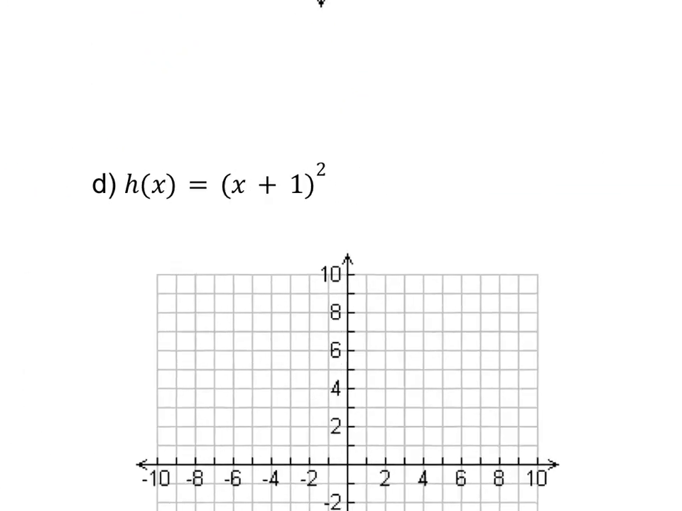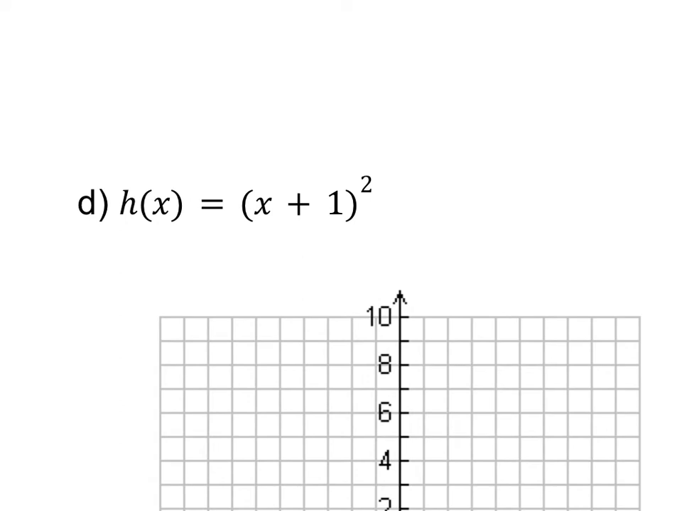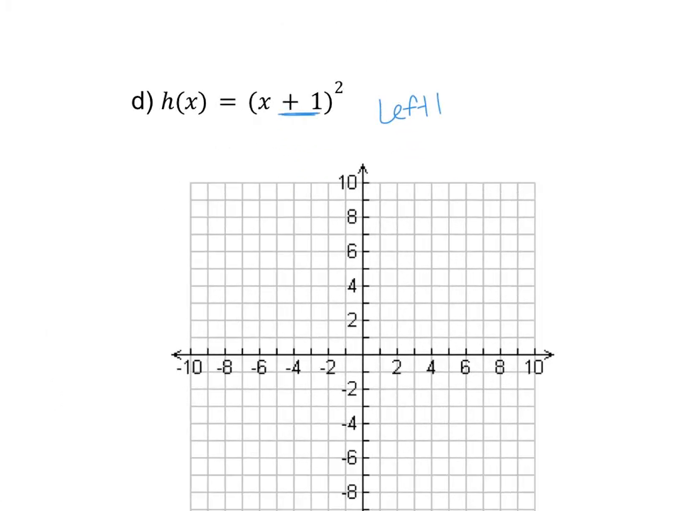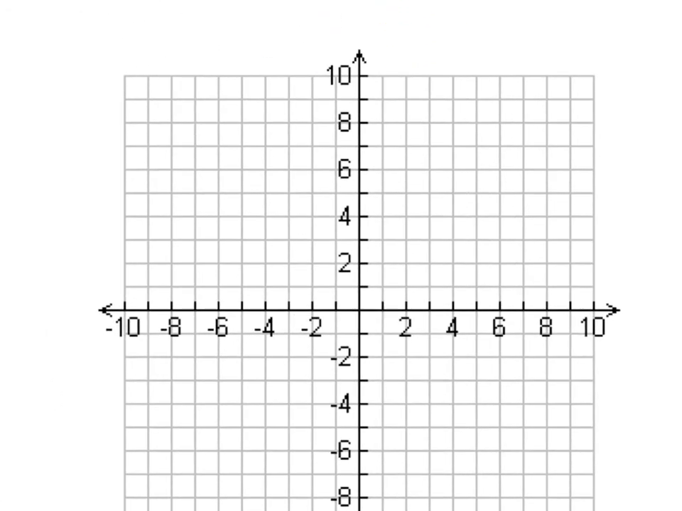Okay, here's this one. What's happening on this one? It looks like +1 inside. That means left 1. Nothing else. So left 1. So over 1, up 1 in both directions, over 2, up 4, over 3, up 9. Draw it. Looks like that.